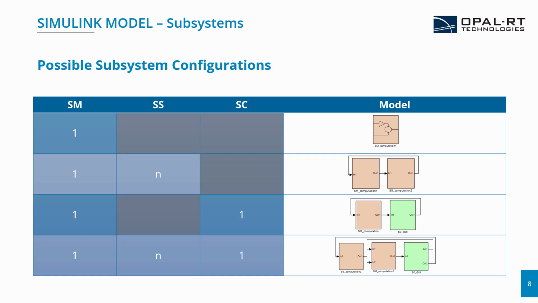This table shows all the possible combinations our top-level model can have. For any RT Lab model, there must be exactly one SM_ subsystem. The GUI subsystem is optional, but there can be one at maximum. Recall that this subsystem will not run on the simulator, but rather on the Windows computer. Last, we can have as many subsequent computing subsystems as the simulator allows. The more SS subsystems there are, the bigger the computation power.